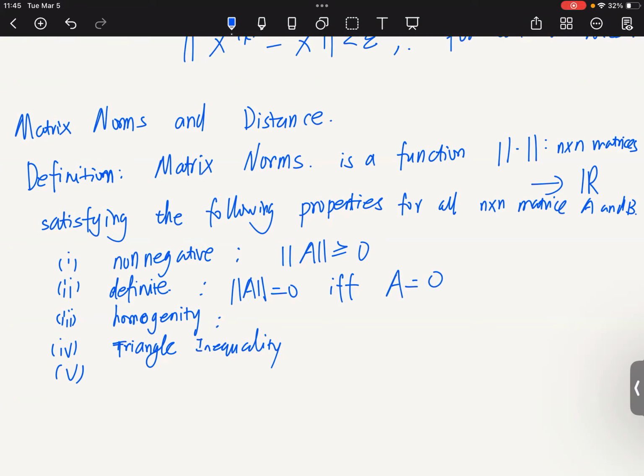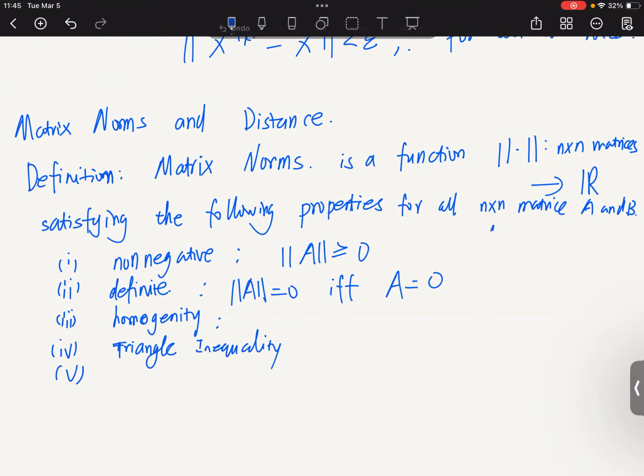And then what is the homogeneity? It satisfies the following properties for all n by n matrices A and B, and also for all alpha in the real number set. For the homogeneity, if we multiply the matrix by the coefficient alpha and then take the norm, it equals the absolute value of alpha times the norm of the original matrix A.